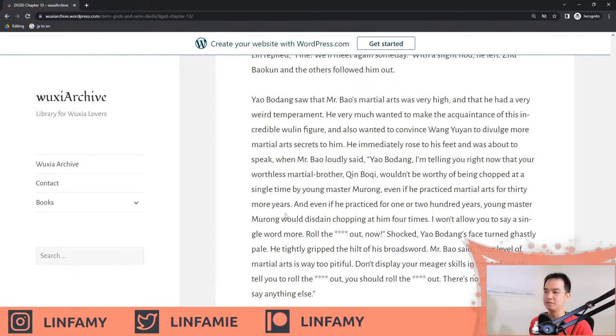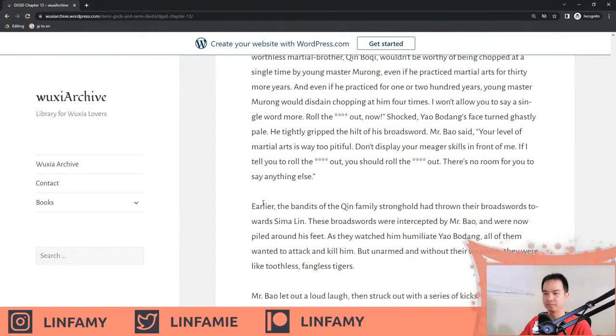Shocked, Yao Bodang's face turned ghastly pale. He tightly gripped the hilt of his broadsword. Mr. Bao said, "Your level of martial arts is way too pitiful. Don't display your meager skills in front of me. If I tell you to roll the fuck out, you should roll the fuck out. There's no room for you to say anything else."